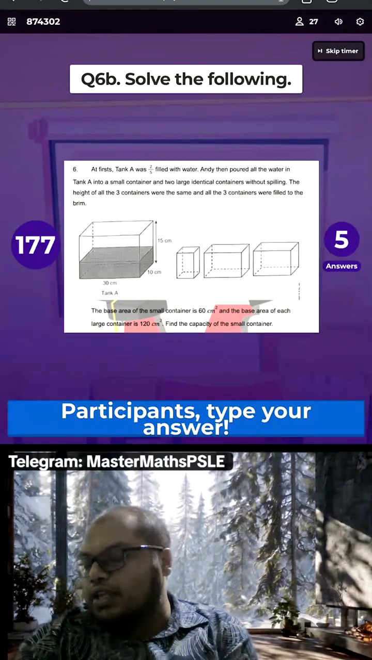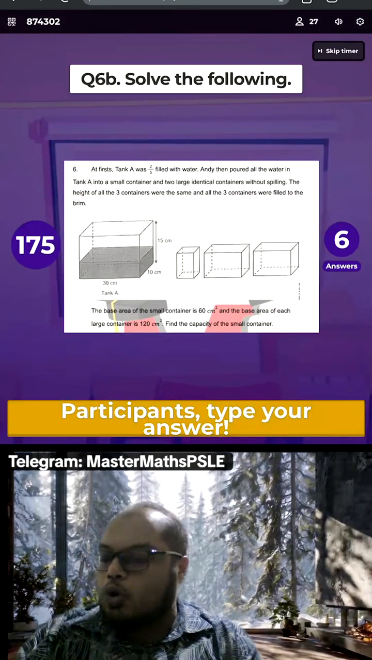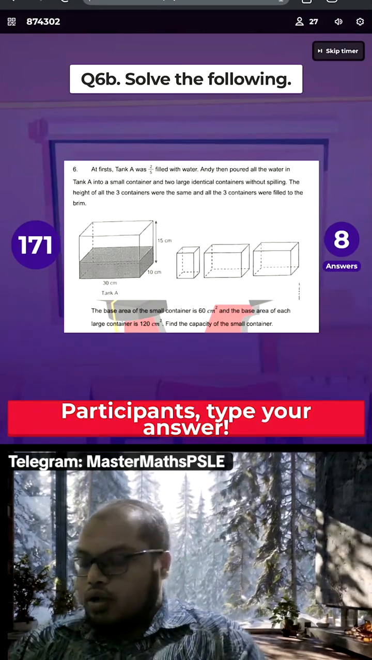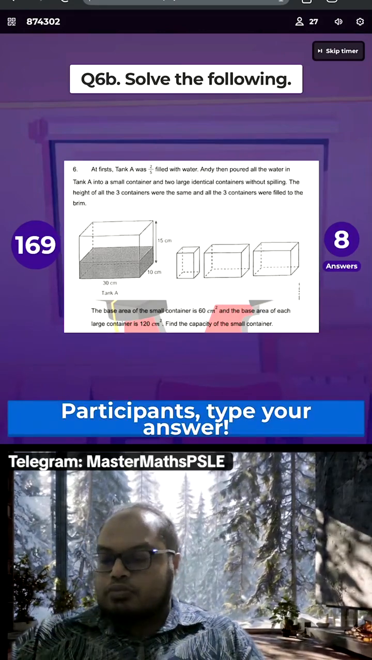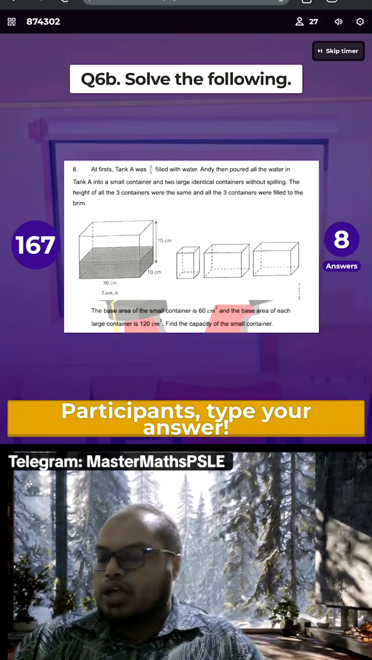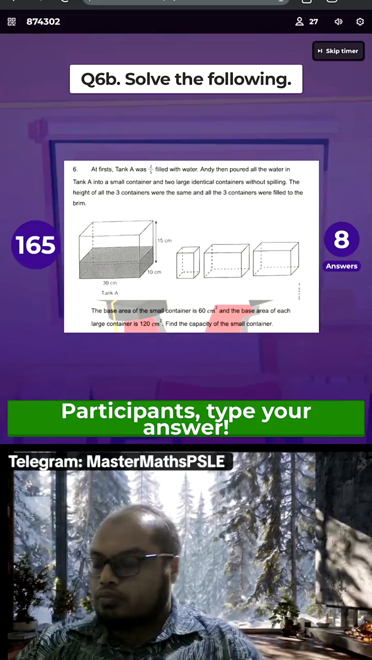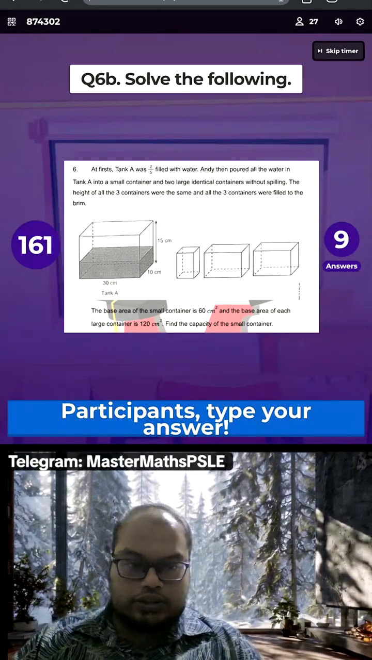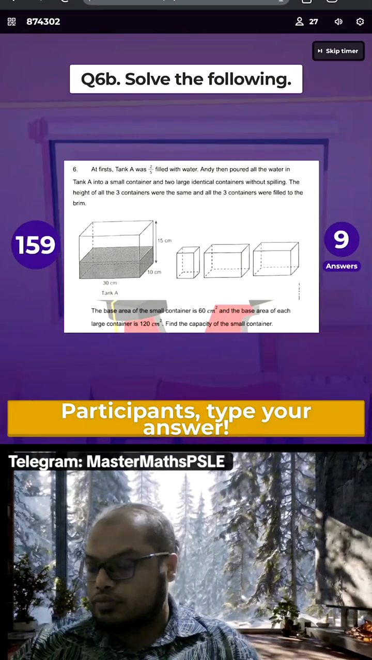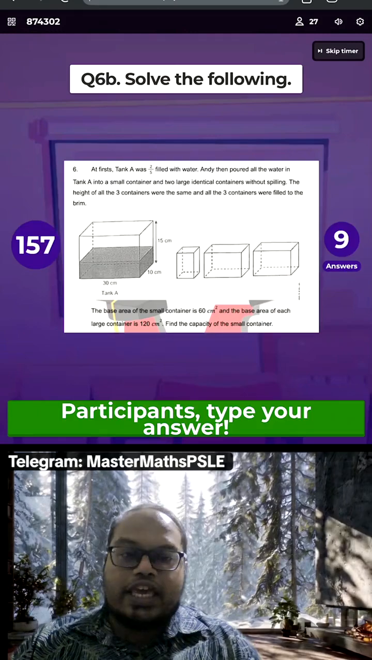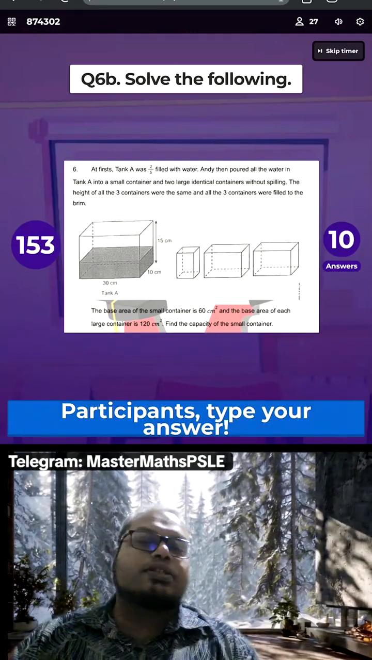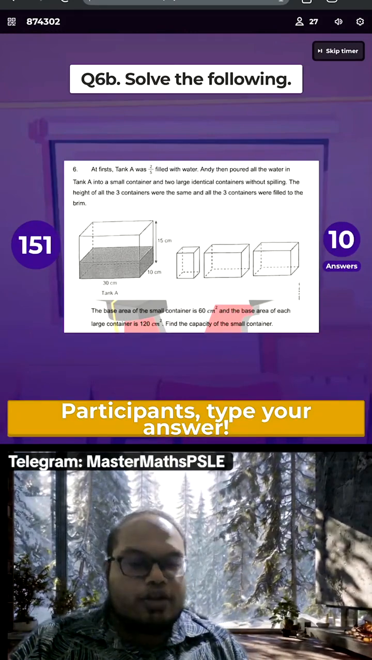Now part B, they say that the base area of the small container is 60 cm square and the base area of each of the large containers is 120 cm square. Find the capacity of the small container. Again, don't be so confident. Don't just put your answer. Some more you spam 3 times. What if it's wrong again?